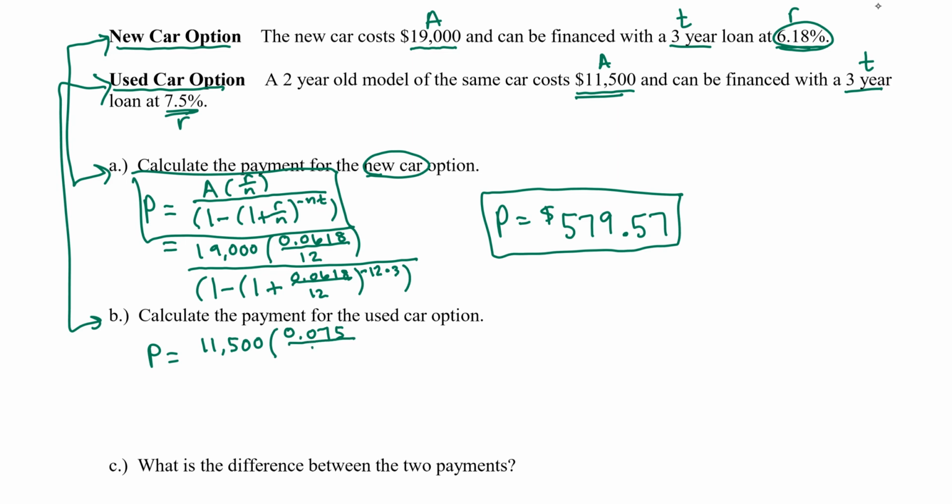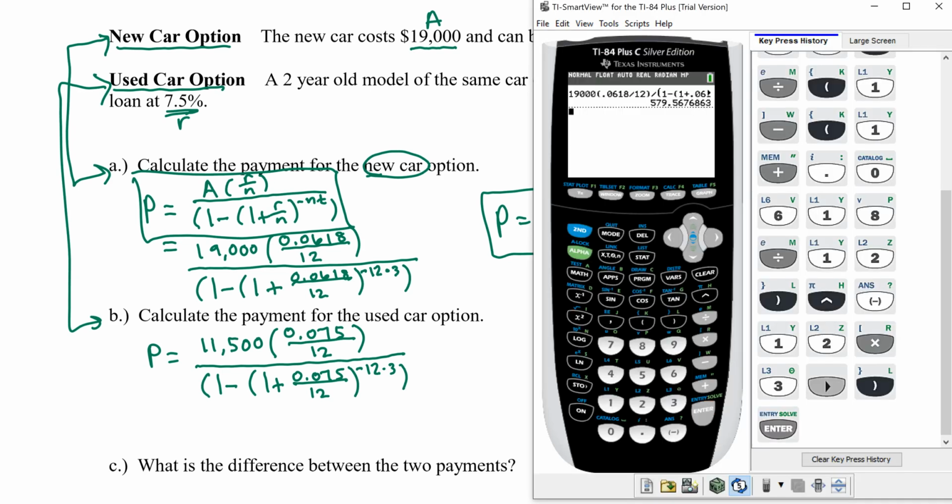The rate's different on this one, 7.5%, 0.075. We're still making monthly payments, so N is 12, divided by parentheses, 1 minus, another set of parentheses, 1 plus, rate 0.075 divided by 12, exponent negative N, which is 12, times time, which is 3. Okay, let's get this one typed in and see what the difference in our payment's going to be.